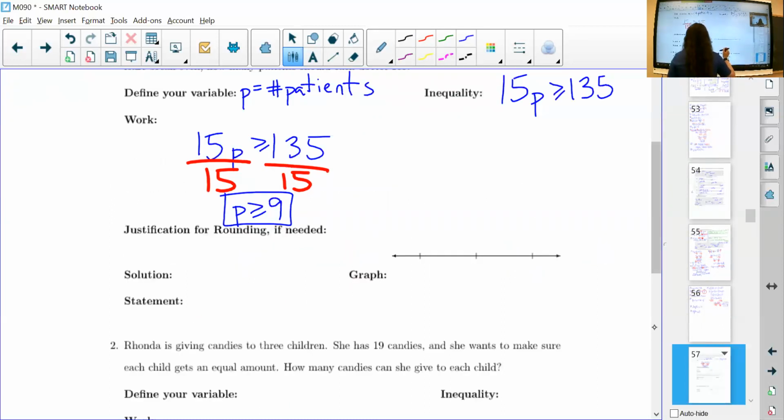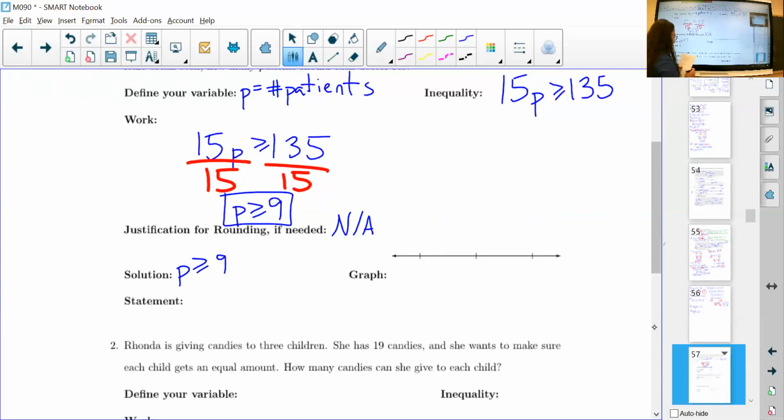Justification for rounding if needed. Well, I didn't have to round. Sometimes, if I had gotten 9.5 though, let's think about that. If I got 9.5, if I round down to 9, they're not seeing enough. So I would have to round up. If I got 9.1 and I rounded down to 9, it wouldn't be enough. So I'd have to round up. So you'll write in your justification for rounding if needed. If not, I'll just put an NA. You've got the solution of P is greater than or equal to 9.